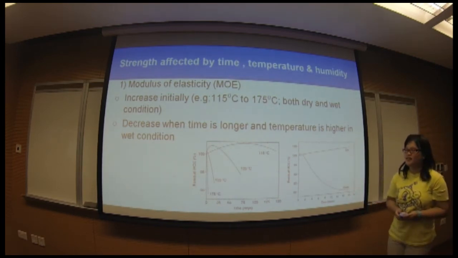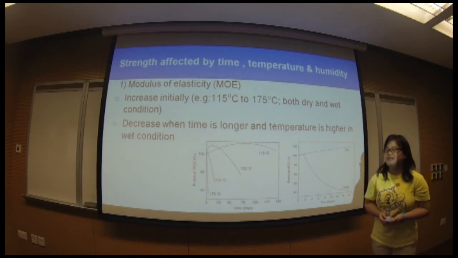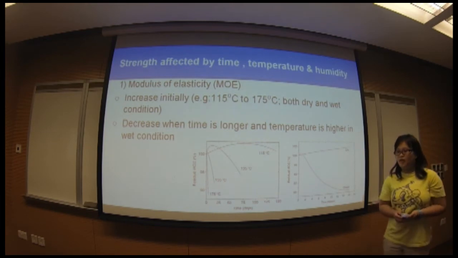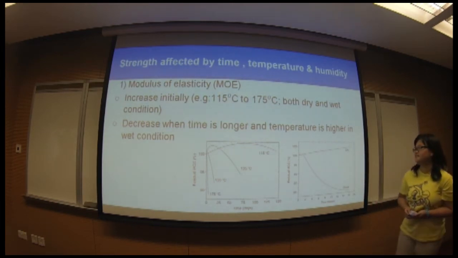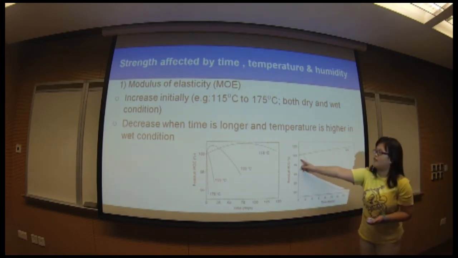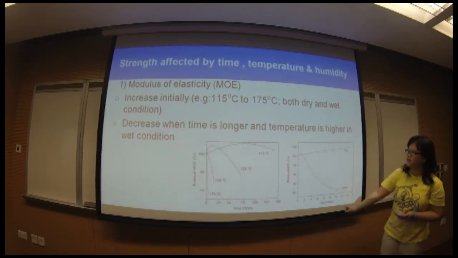First of all, I would like to discuss the modulus of elasticity. The modulus of elasticity means the tendency of timber to deform elastically. It always increases initially in both dry and wet conditions. You can see the MOE is over 100% in both the dry and wet conditions.